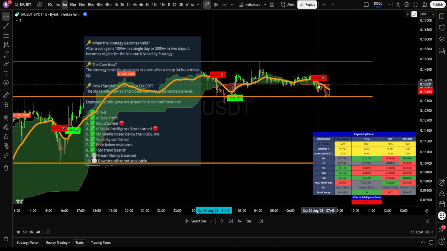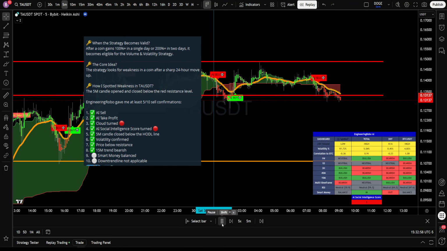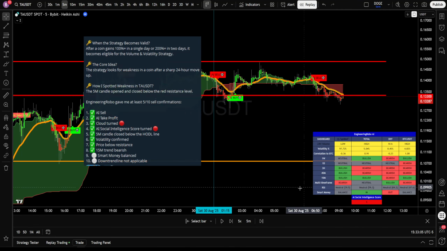So now we're back below the cloud. We're below HODL, AI sell signal, smart money's balanced. And what else? Yeah, cloud turned red. I think we talked about that already. So I think we've got 5 out of 10 here. But let's just wait for one more to be safe. Okay, so you lost your support right there. So multi-time frame is bearish, although that's not one of the things here. But it's clear that there's some bearish tendencies to this token now.